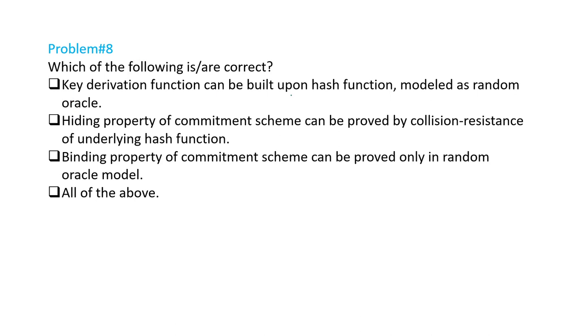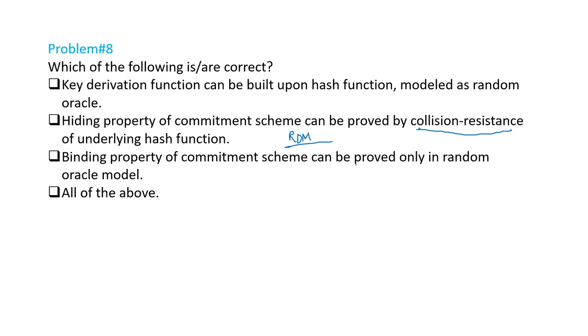Hiding property of commitment scheme can be proved by collision resistance of underlying hash function. This is wrong because collision resistance property does not suffice to prove that. Along with that, the ROM, random oracle model assumption also has the role to prove hiding property of commitment scheme.